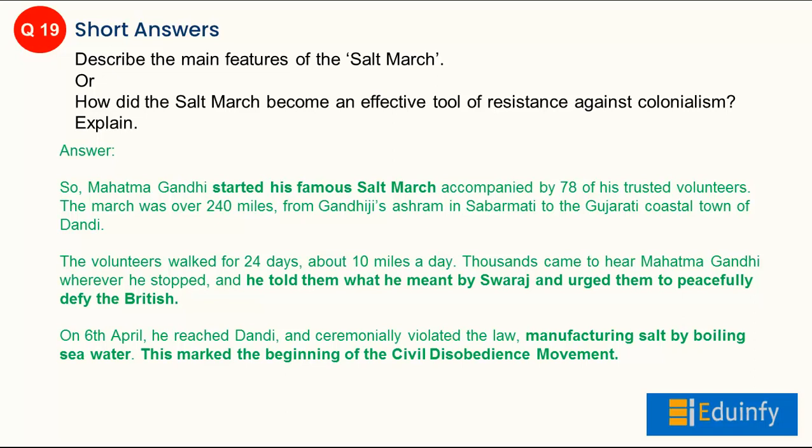Thousands came to hear Mahatma Gandhi wherever he stopped, and he told them what he meant by Swaraj and urged them to peacefully defy the British. On 6th April, he reached Dandi and ceremonially violated the law, manufacturing salt by boiling sea water. This marked the beginning of the civil disobedience.